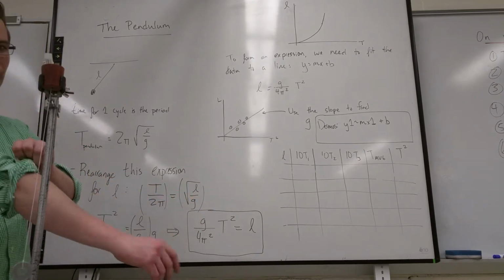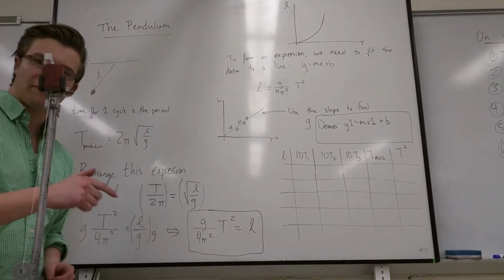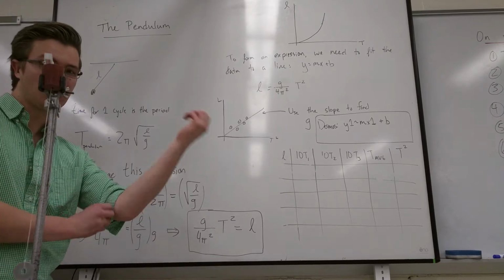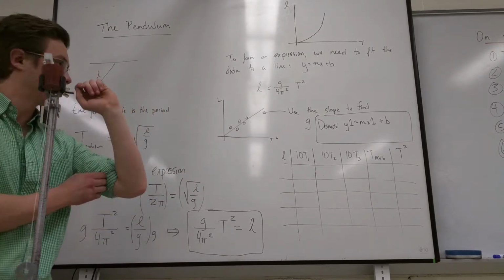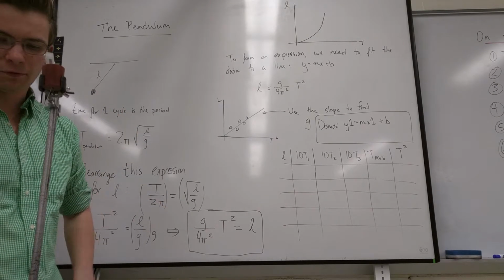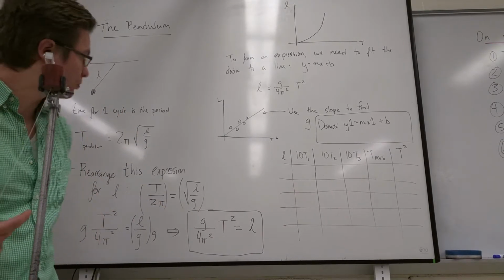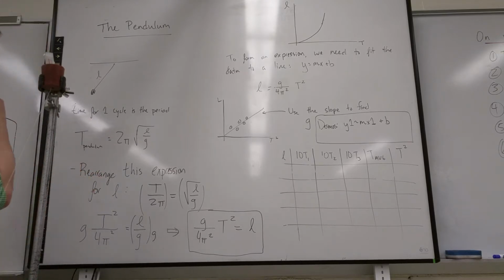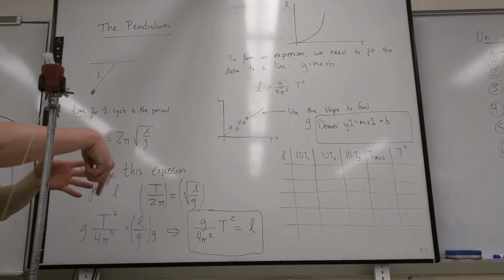So today we're going to try and figure out the gravitational field strength here in New Haven using a pendulum. So here I have my pendulum, and it rocks back and forth in periodic simple harmonic motion. And I know that the time to complete one cycle is the period.